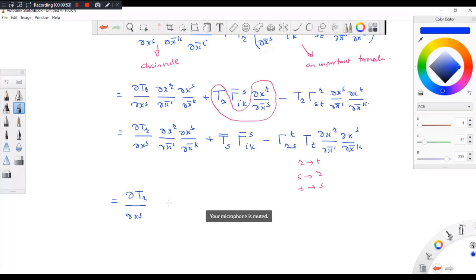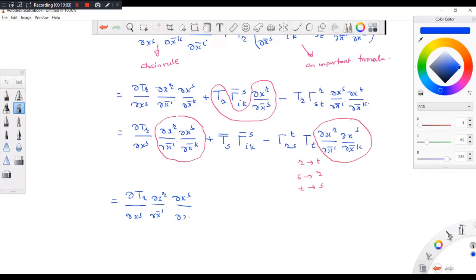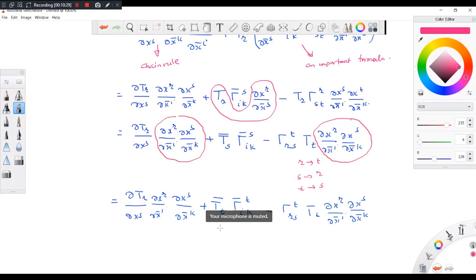So del x^r by del x bar i, del x^s by del x bar k, plus this I write some t bar t, then gamma bar^t_ik, minus gamma^t_rs t_t, del x^r by del x bar i, del x^s by del x bar k. So here what I did is I just changed s to t because it is a dummy index, so I can change it. Okay.